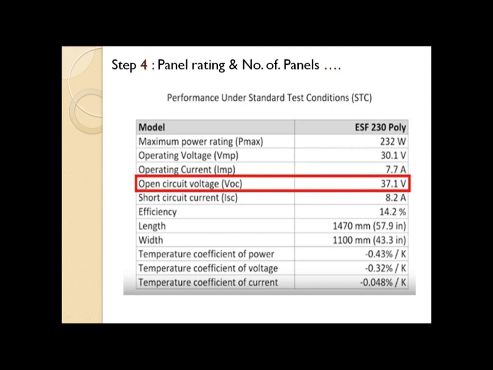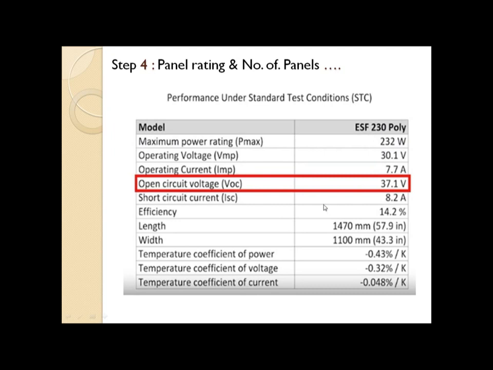You calculate the panel output. If you fail in this assumption, the total system capacity and annual energy demand are all mismatched, and you are going to make a wrong installation. So here, the output power is represented by the maximum power rating. So this is our target.